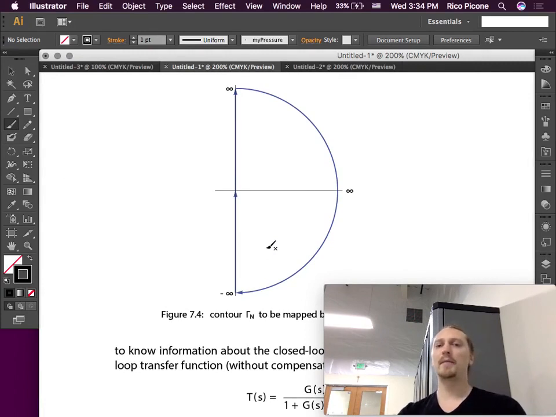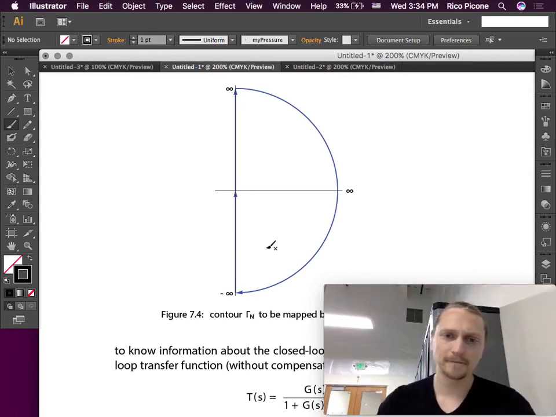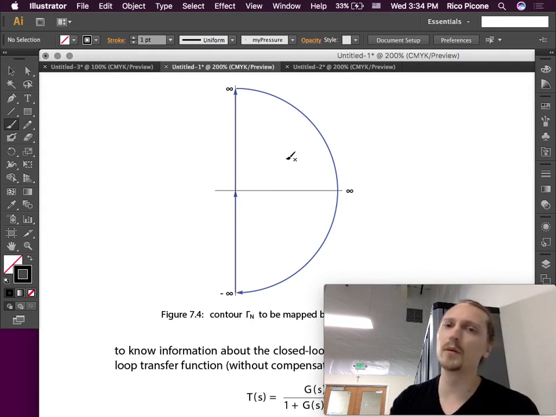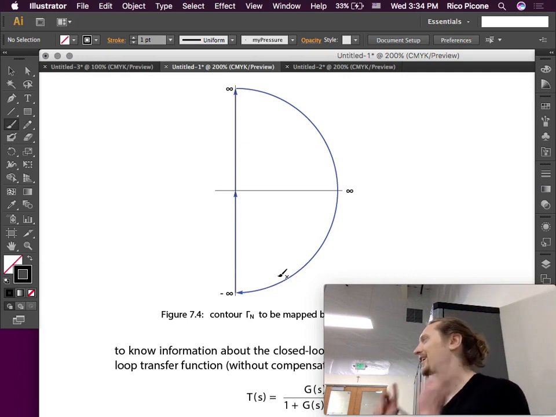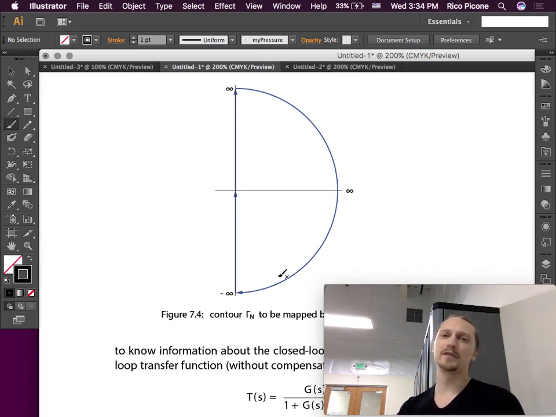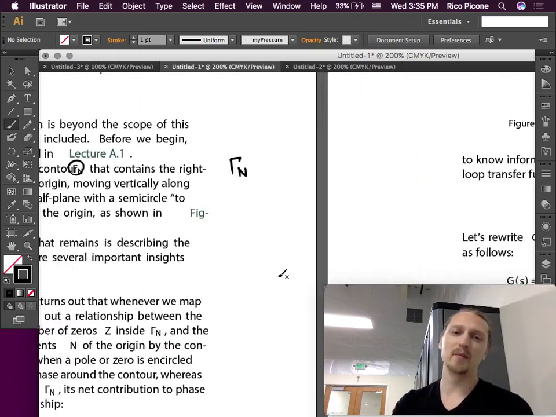So we're going to map this contour through a transfer function. Now, this contour is a little weird, right? Because first off, it's the entire imaginary axis, and it's this big semicircle at infinity, which is pretty freaky, but there's nothing stopping us from doing it. So that's why we did all of this work, to get to the point where we could map a contour, so we could do this step.